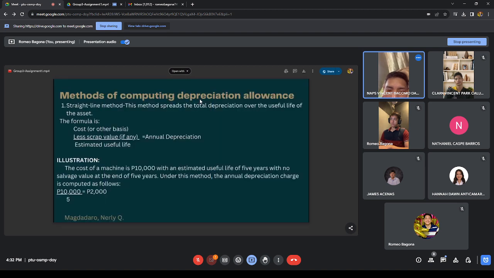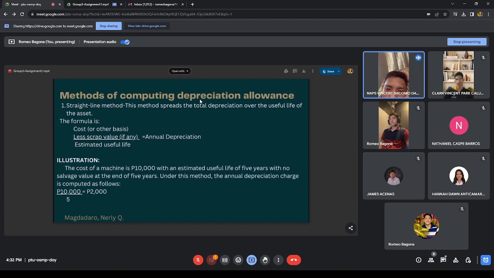So let's proceed to the next topic, methods of computing depreciation allowance. Any method of depreciation may be used provided it is reasonable and must have due regard to operating conditions during the taxable period. Some of the most common forms employed are the first one, straight line method. This method spreads the total depreciation over the useful life of the asset. So in here, it calculates how much a specific asset depreciates in 1 year and then depreciates the asset by that amount every year after that.